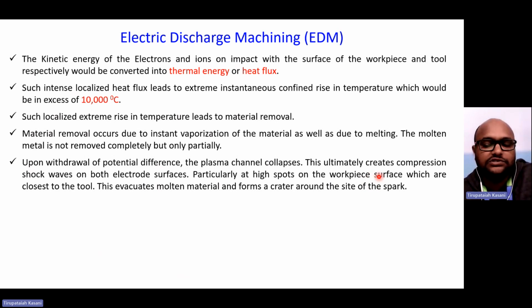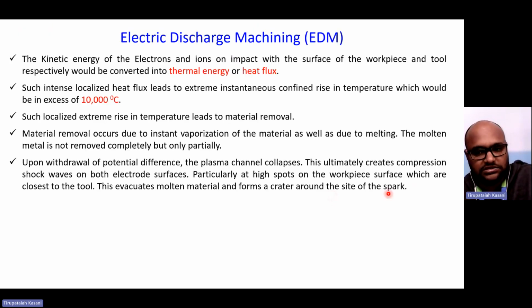More heat is generated on the workpiece side, particularly at high spots on the workpiece surface which are close to the tool. This evacuates molten metal and forms a crater around the site of the spark. That is the reason for the formation of the crater around the spark region. We have already seen how the crater forms in the earlier video.